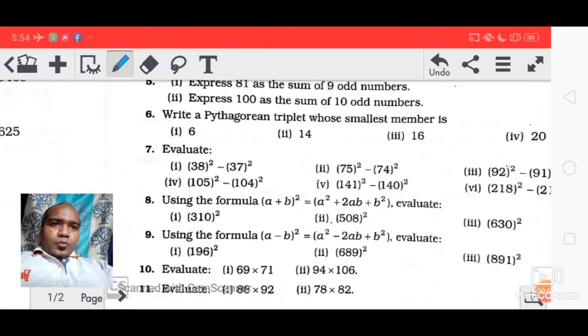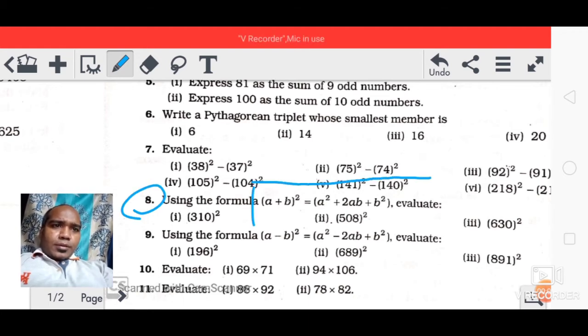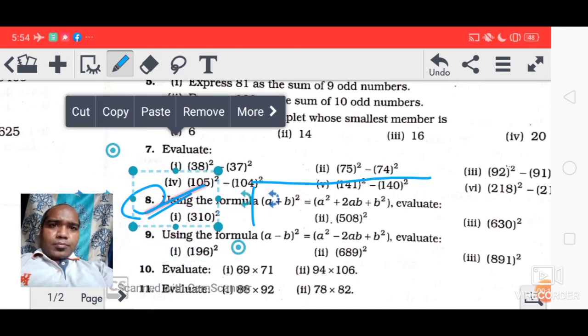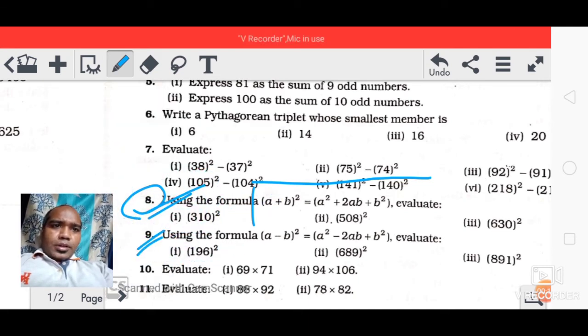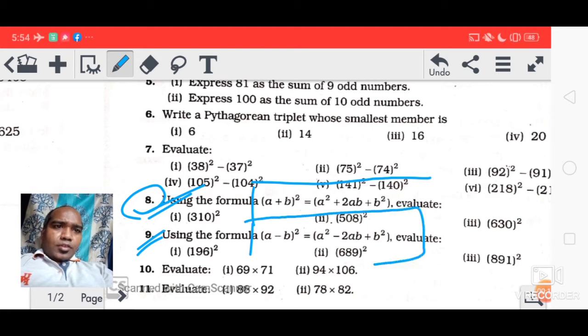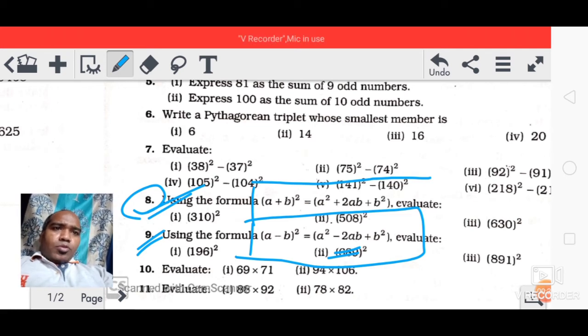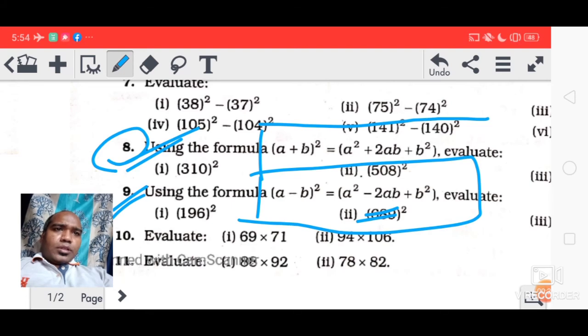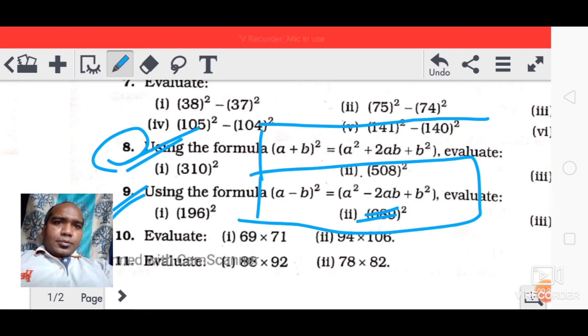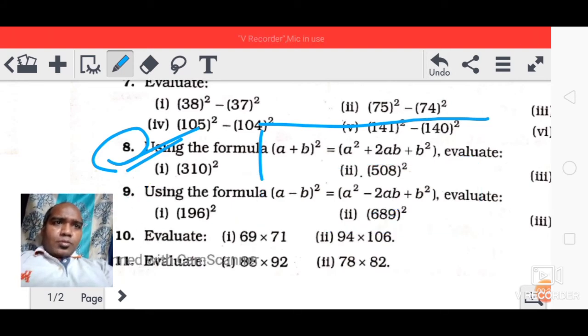Okay children, so we solved question number 8 using the formula a plus b whole square. Question number 9 we are going to do. The a minus b whole square formula is a square minus 2ab plus b square. Same thing, you can write minus 2ab before or after b square. So using this formula we have to solve the questions. Got it? So what is our formula?